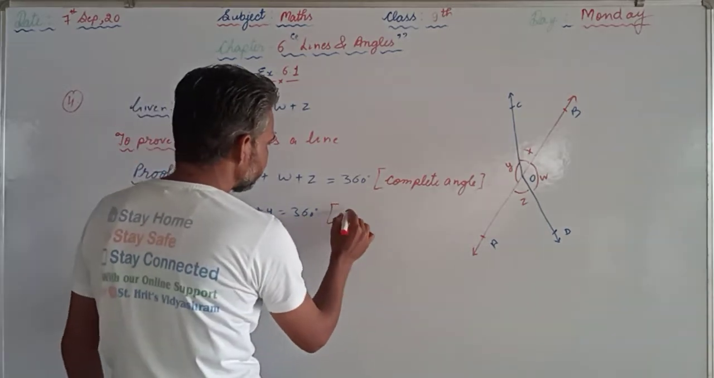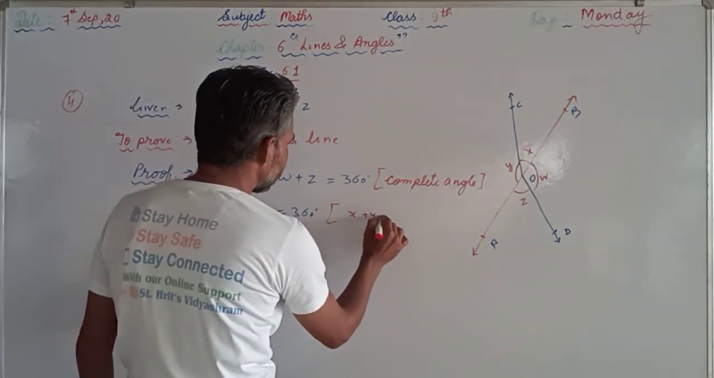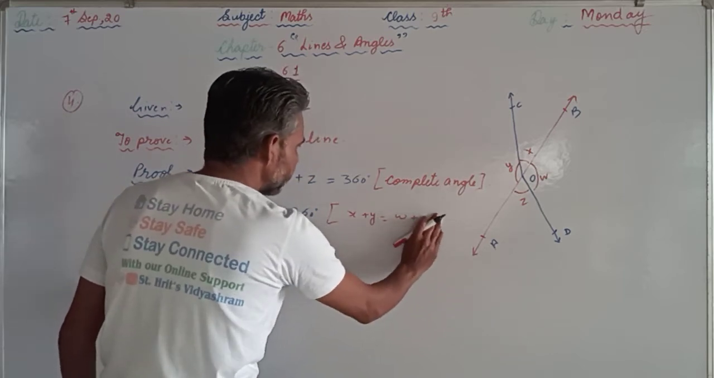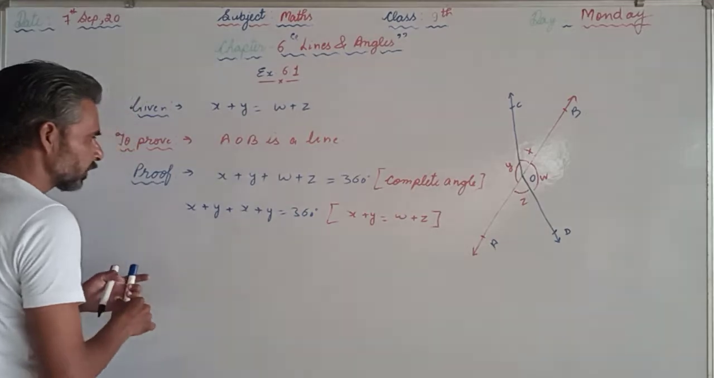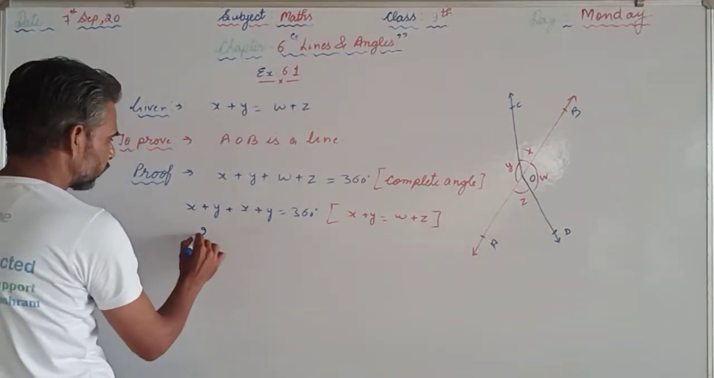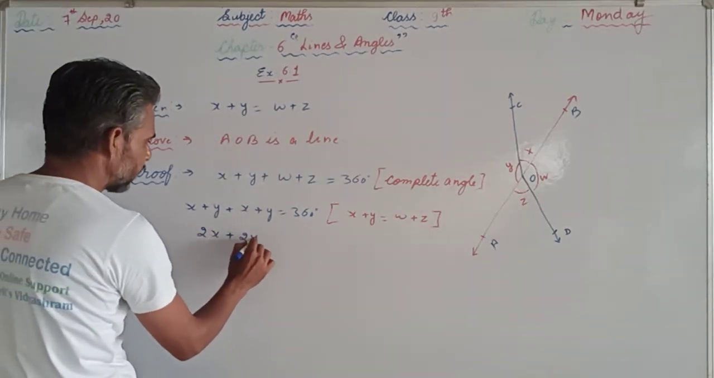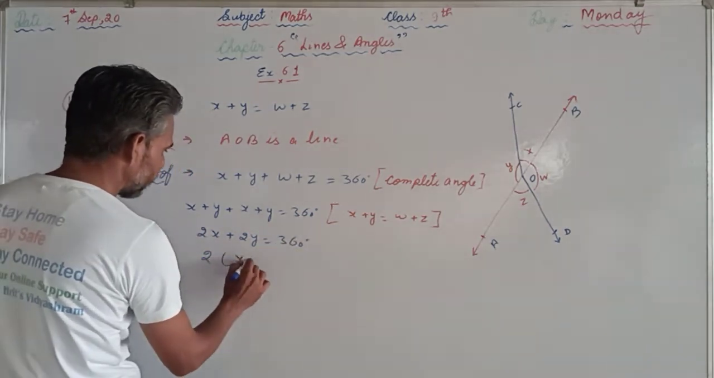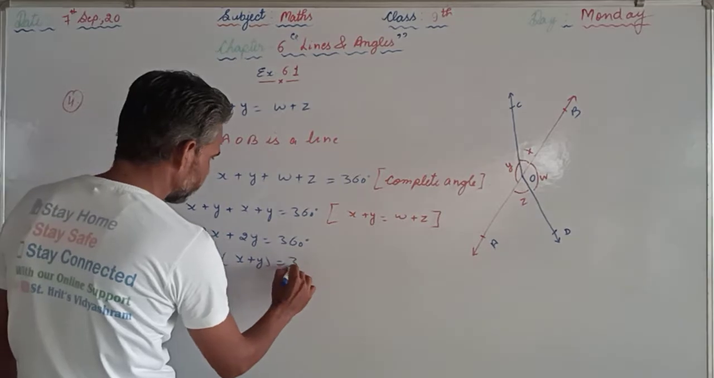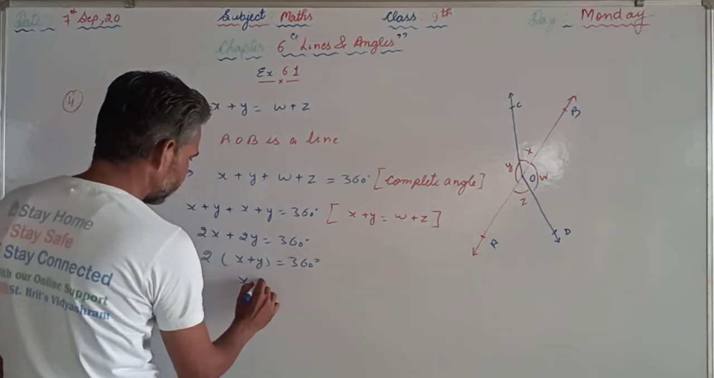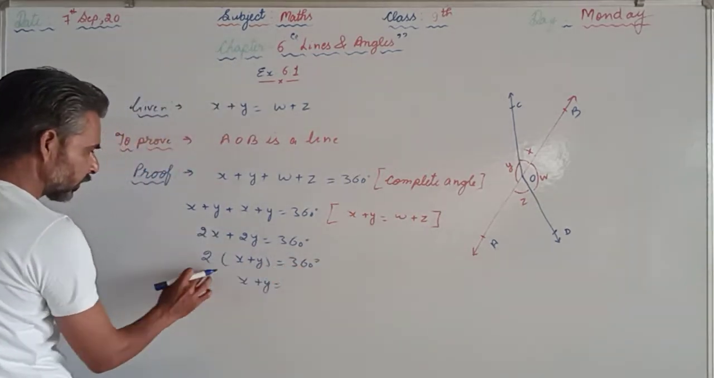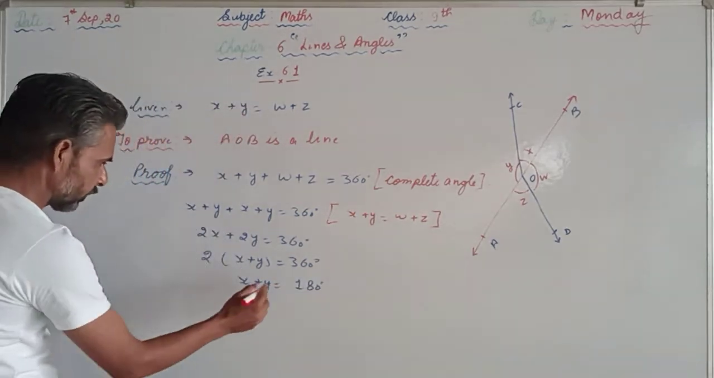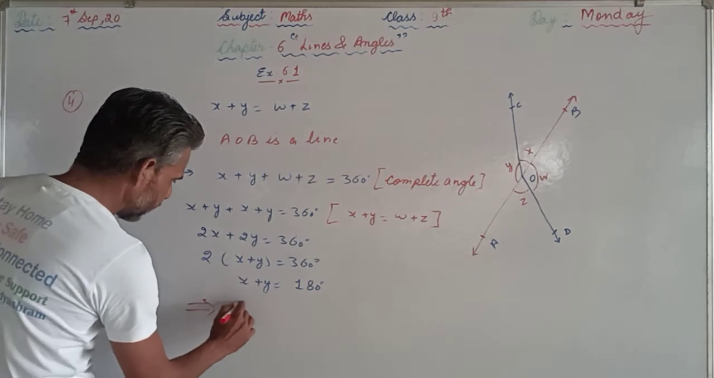Why have we written this? Because x plus y is equal to w plus z. So in place of w plus z we have written x plus y. So x plus x, 2x, y plus y, 2y is equal to 360 degrees. 2 has been taken common, so x plus y is equal to 360 divided by 2, that is 180 degrees. Hence we can say that AOB is a line.